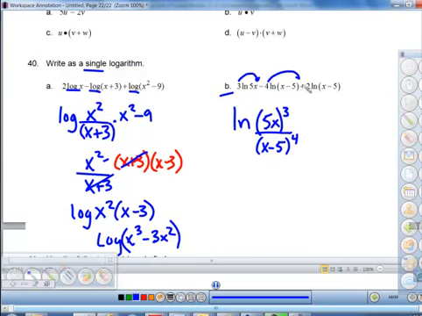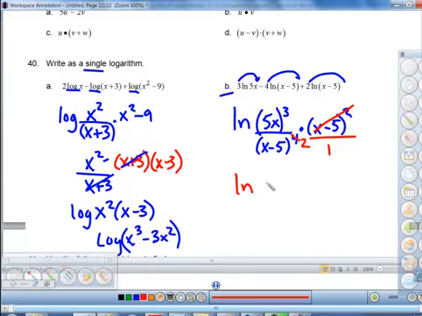Okay, so this addition means multiply. So I'm going to multiply, and this 2 is going to come up. So I'm going to have x minus 5 to the 2nd power. Since this term and this term are exactly the same, it looks like there's 2 of them up here and there's 4 of them down here. So I know that 2 of these will cancel out with 2 of those.